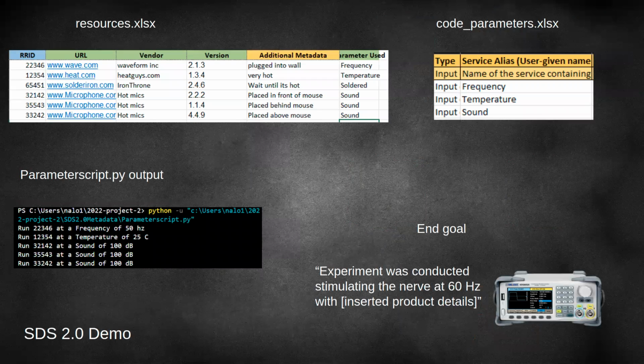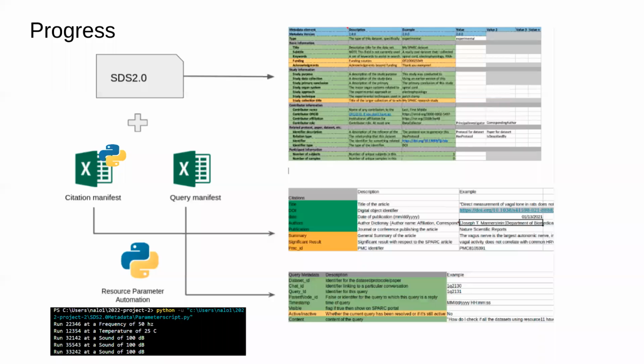In our demo, we had some example resources and some example parameters. As a proof of concept, we ran this, and the tools were connected to the resources in a way that the researchers could use. This is our progress so far. We added to SDS 2.0 by adding the citation manifest, the query manifest, and resource parameter automation.